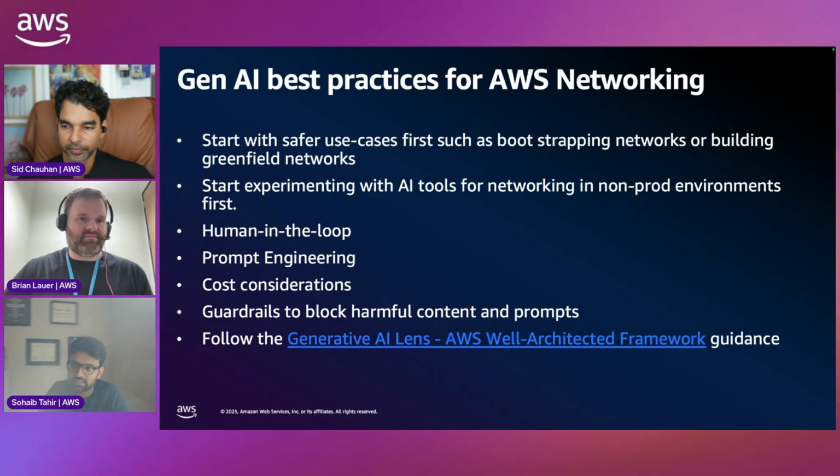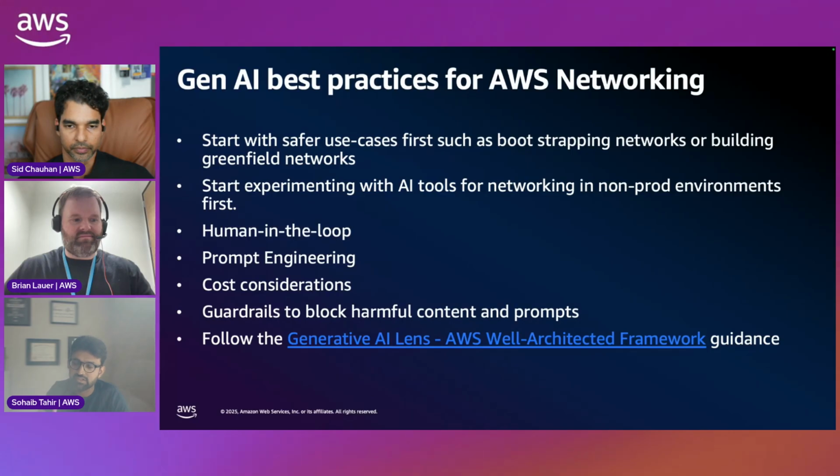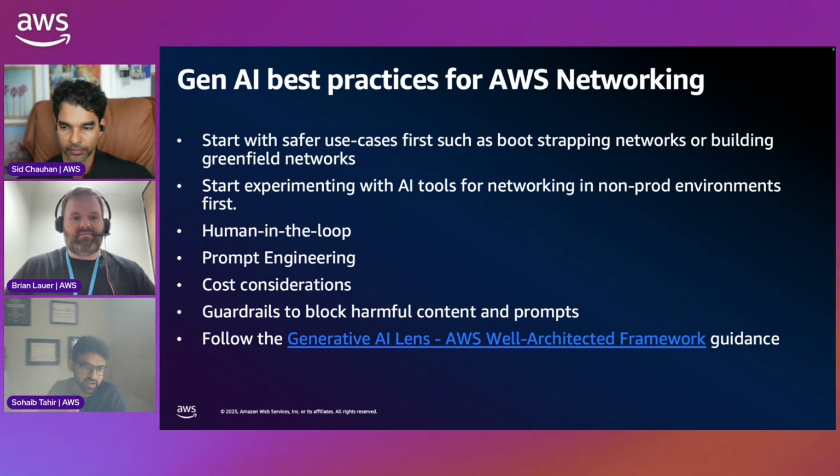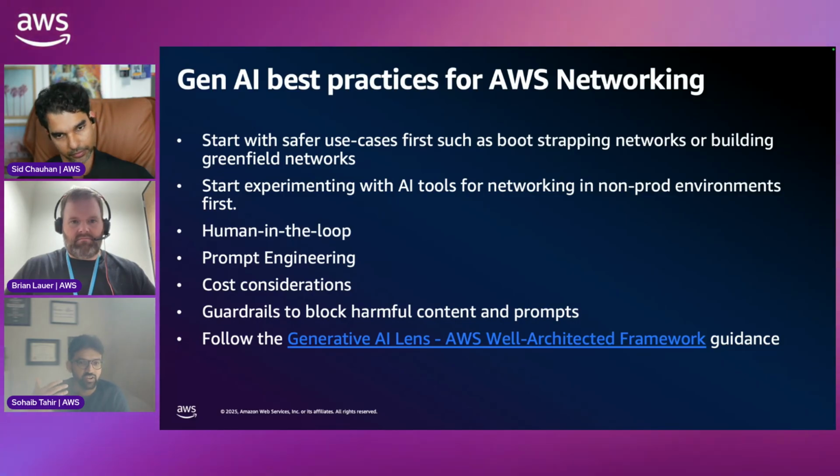I will reiterate: start with the safer use cases first, such as bootstrapping networks or building greenfield networks in lower environments. Start experimenting with AI tools again in non-prod environments, in your staging environments, and maybe start with the discovery side of the house first. Use these tools to discover your network, maybe create architectural diagrams, before you start to make changes like creation, deletion, or modification of resources.